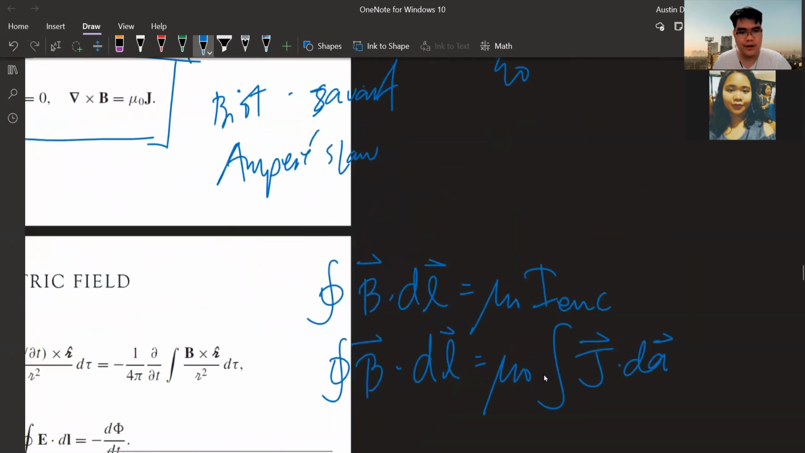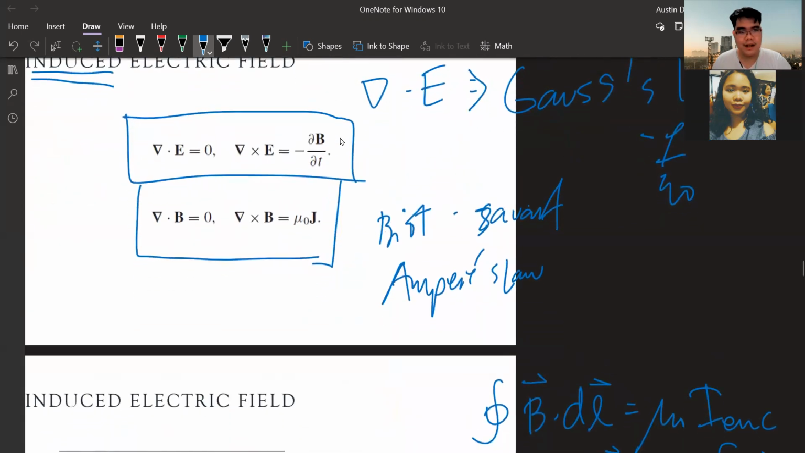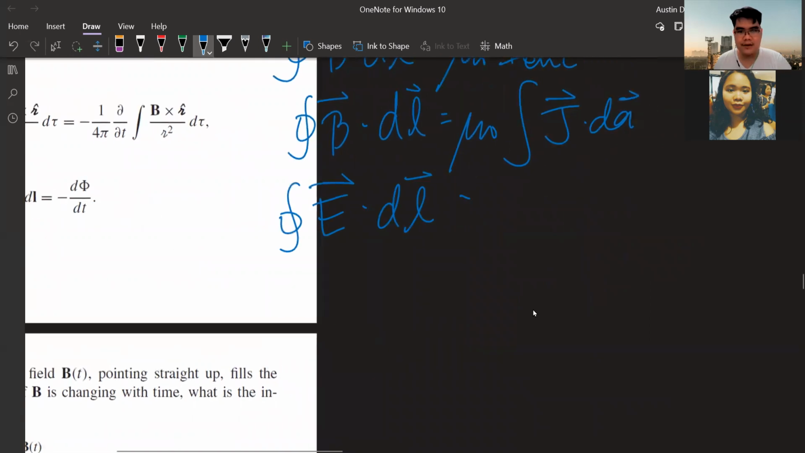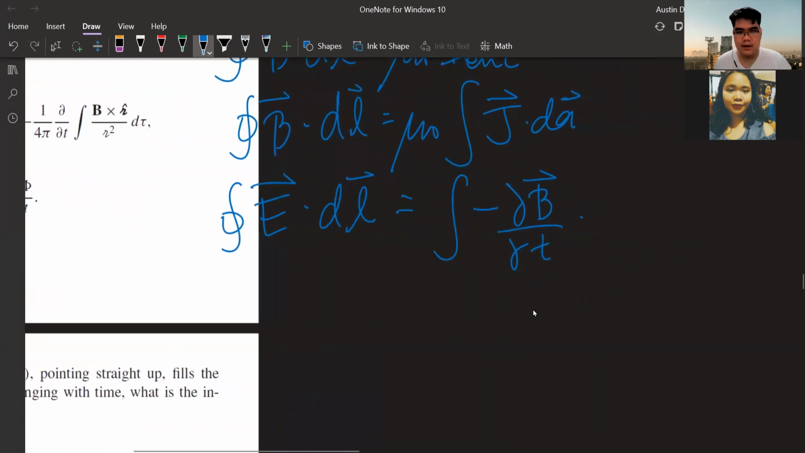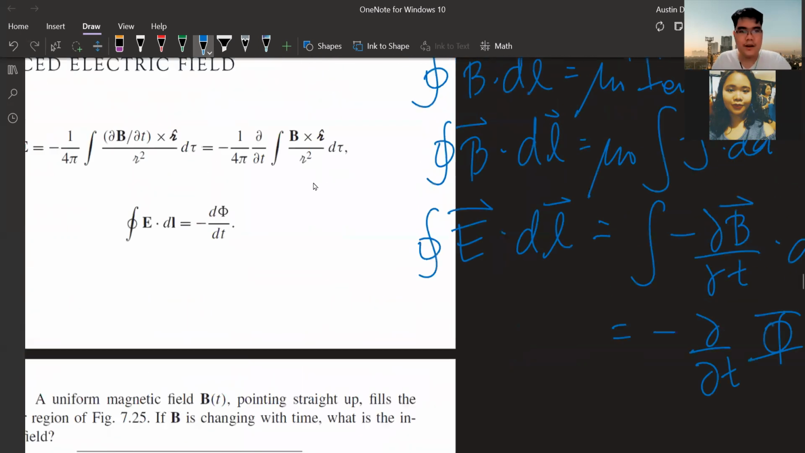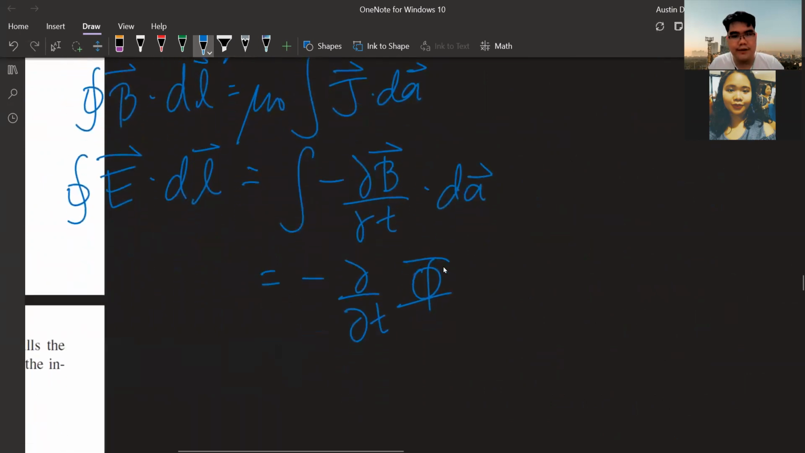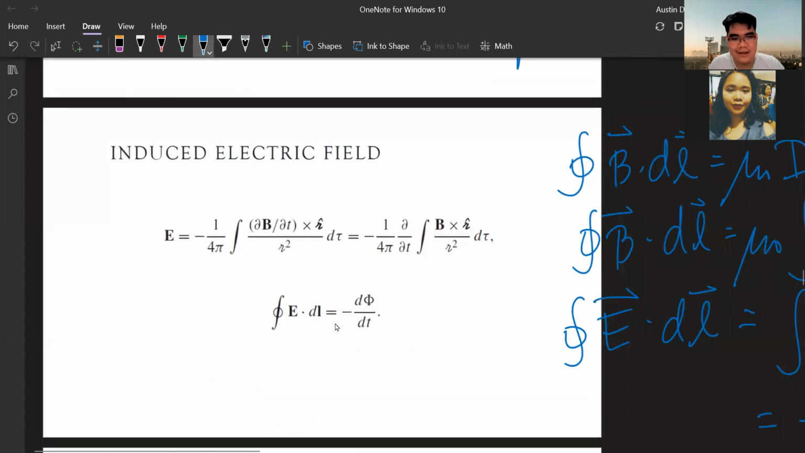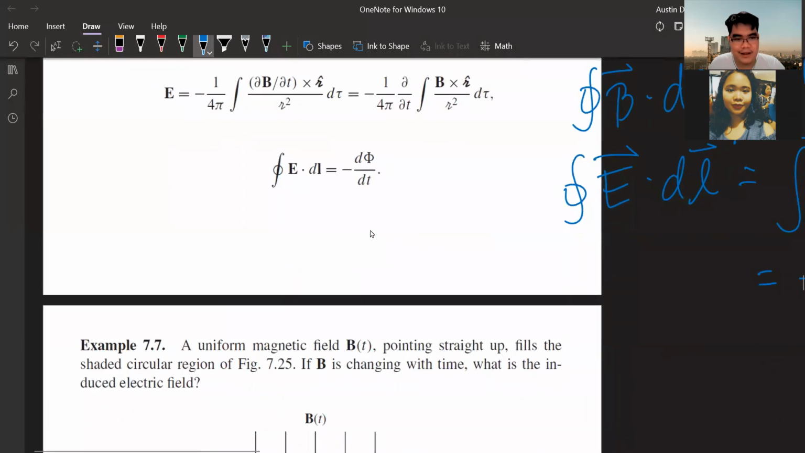So, kung ipapattern natin to, mu not J yung sa B, yung sa E will be negative partial of B with respect to t. So, in essence, if we're gonna write this down in patterns, this is partial of B, partial t, dot dA. Okay? And B dot dA, we know that that's just the flux. The total flux. Okay. So, yan. Kaya siya na-produce na ganyan. Okay? So, ito ay parang Ampere's law. You can do this for Ampere's law when just the right-hand side is the change in flux.